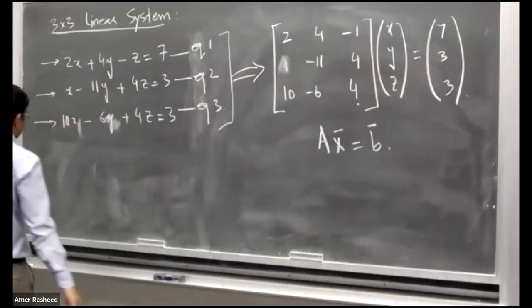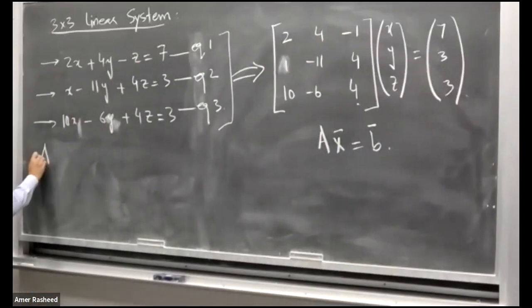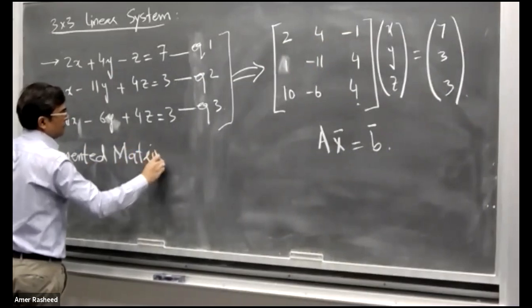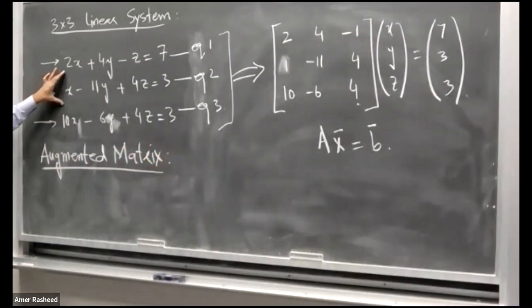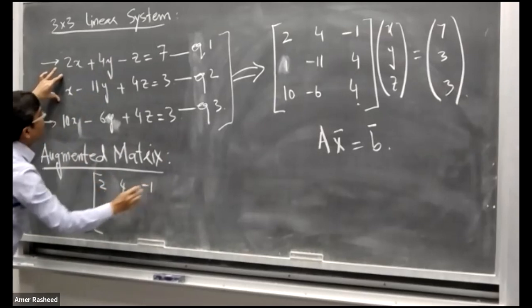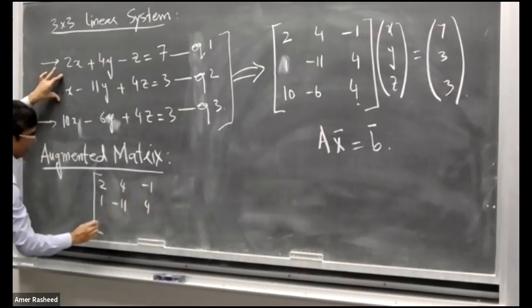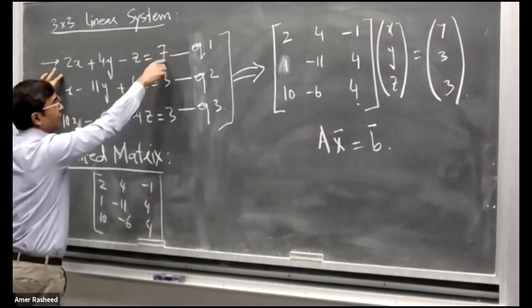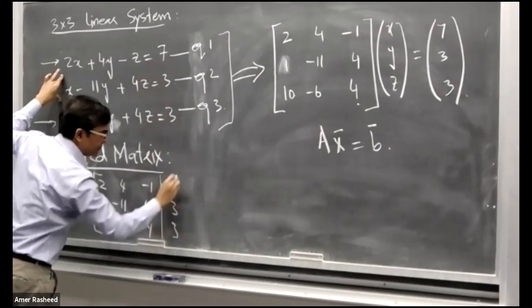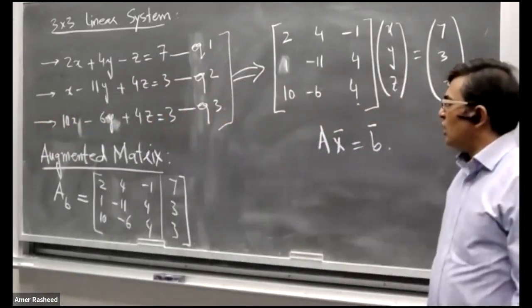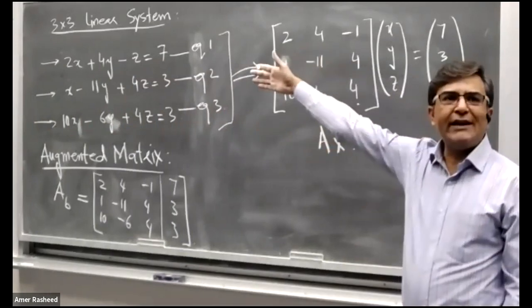Now, there is another matrix representation of this linear system. We call it the augmented matrix. How do we write the augmented matrix for any linear system? In a similar manner, we write the coefficients 2, 4, minus 1, 1, minus 11, 4, and then 10, minus 6, and 4. Now you draw a line here and write the right-hand side vector, 7, 3, 3. So this is called the augmented matrix. And how do we represent it? A subscript B. This is called the augmented matrix for that corresponding linear system.